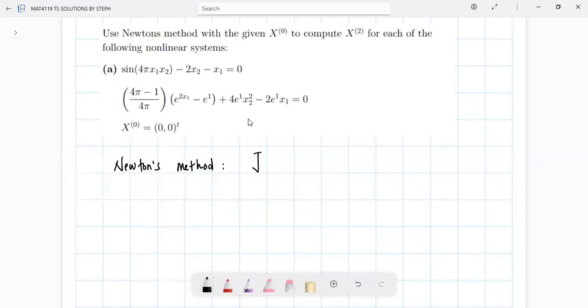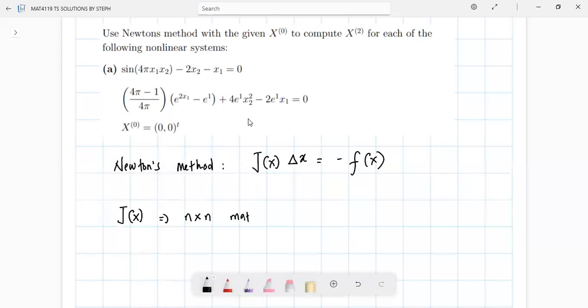So you have a Jacobian matrix, J of x, times delta of x, which is equal to negative f of x, where f of x is actually the given functions. I'll explain what this delta x means. Now let me explain one by one what J of x is. The J of x is actually an n by n matrix.